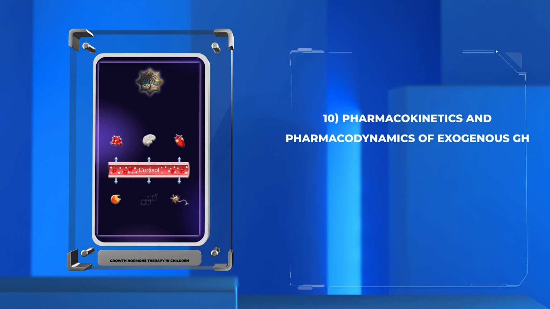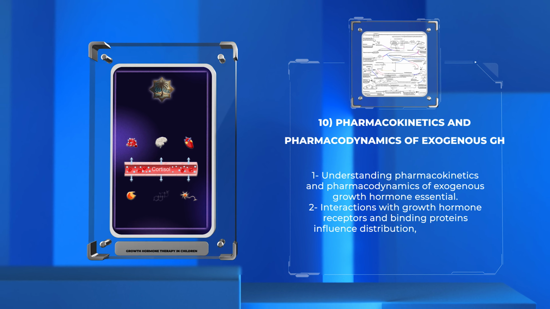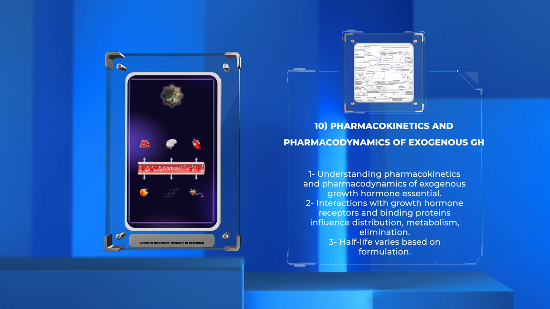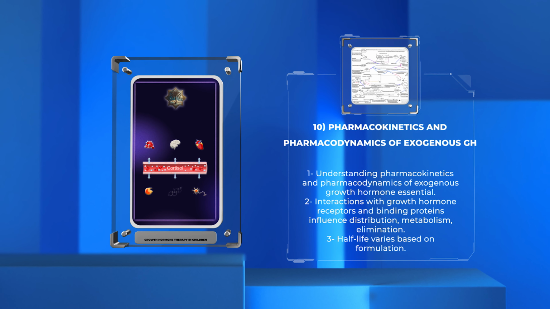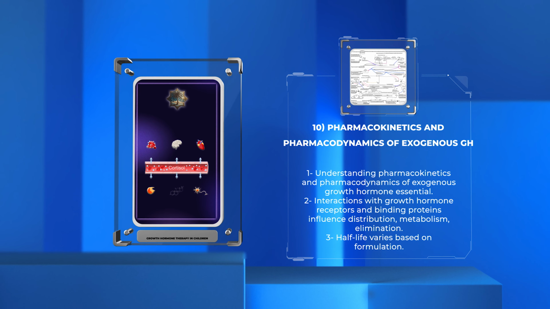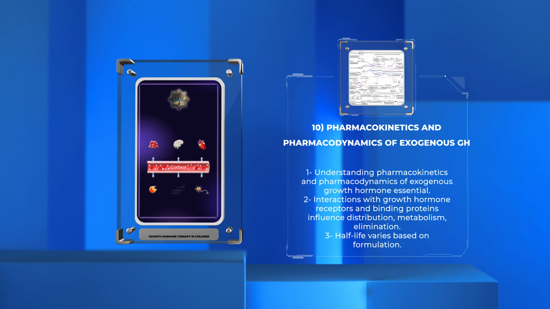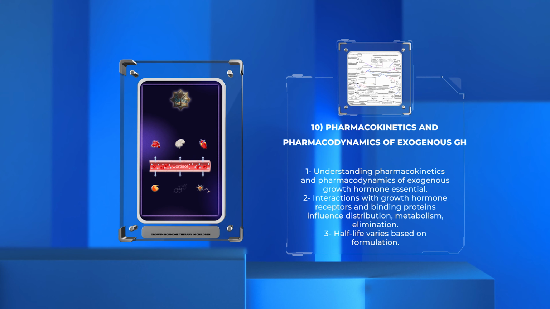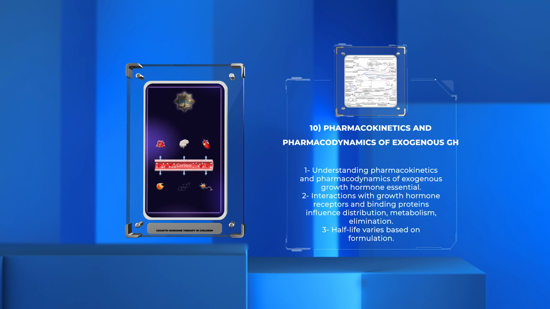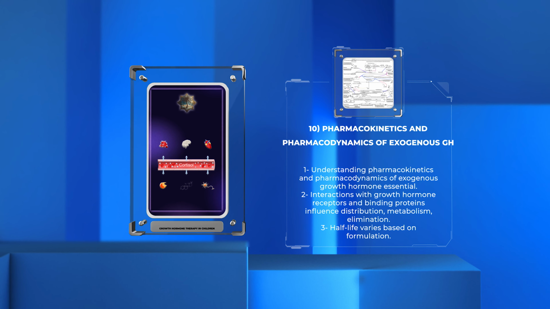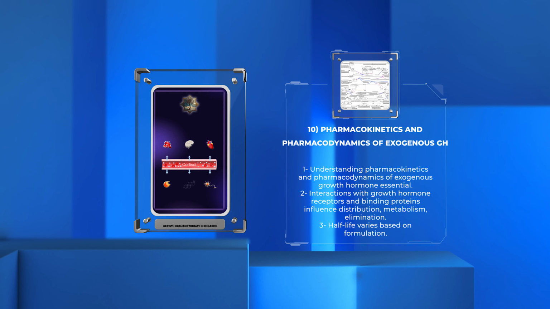Understanding the pharmacokinetics and pharmacodynamics of exogenous growth hormone is essential for optimizing therapy. Growth hormone exhibits complex interactions with growth hormone receptors and binding proteins, which influence its distribution, metabolism, and elimination from the body. The half-life of exogenous growth hormone varies depending on the specific formulation used. Pharmacokinetic and pharmacodynamic considerations help guide dosing schedules and administration methods to ensure optimal treatment outcomes.